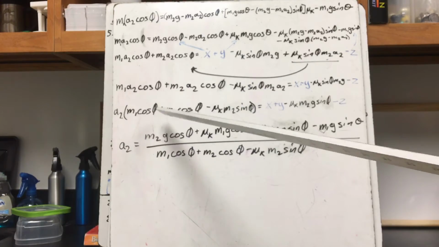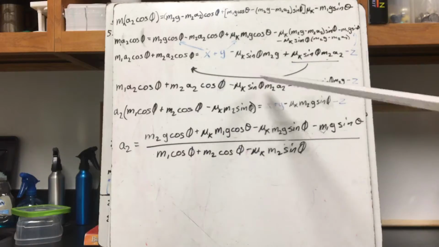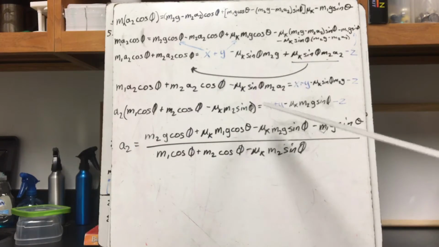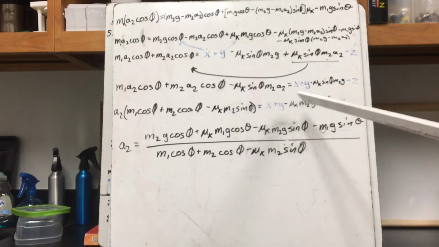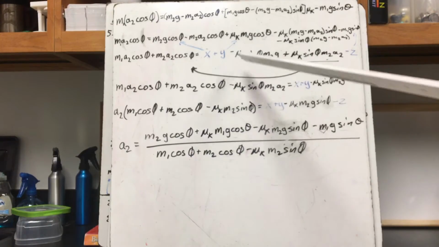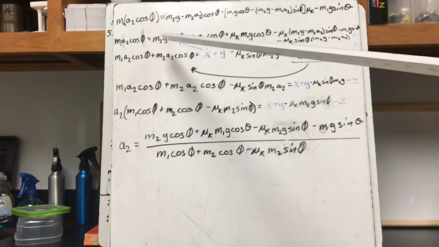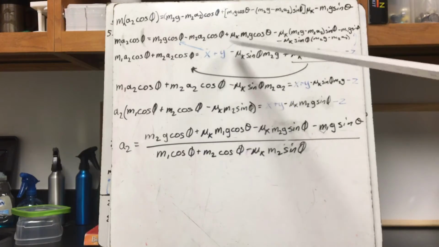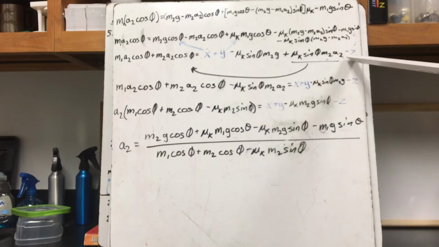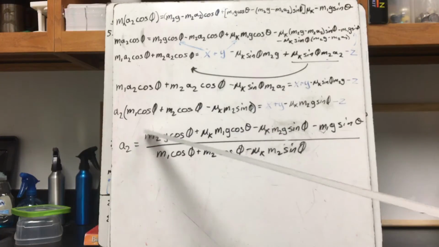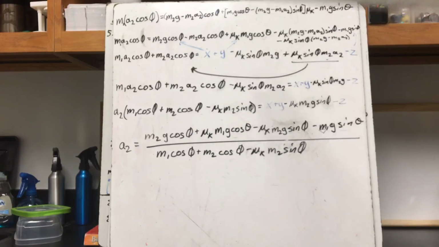So after distributing, isolate the a2 acceleration, and then you get a2 times m1 cosine phi plus m2 cosine phi minus mu m2 sine phi. Remember, be careful with the angles. And that equals, I put x plus y just to make it all fit. X would equal this, y would equal this value, and then negative z would equal minus m1g sine theta.